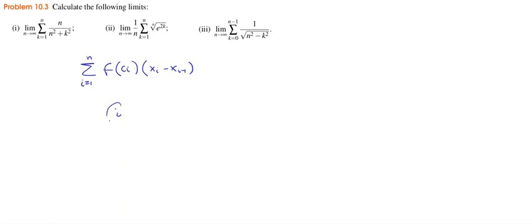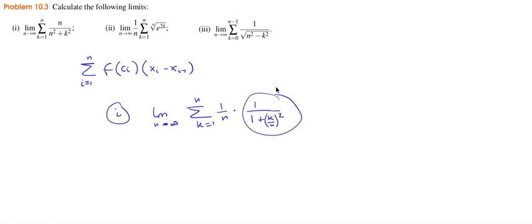Okay, so the first one, we have the limit when n goes to infinity of the sum from k equals 1 to n of n over n squared plus k squared. Well, if we divide everything by n squared, we have 1 over n times 1 over 1 plus (k over n) squared, right? So now this is the value of the function at k over n.